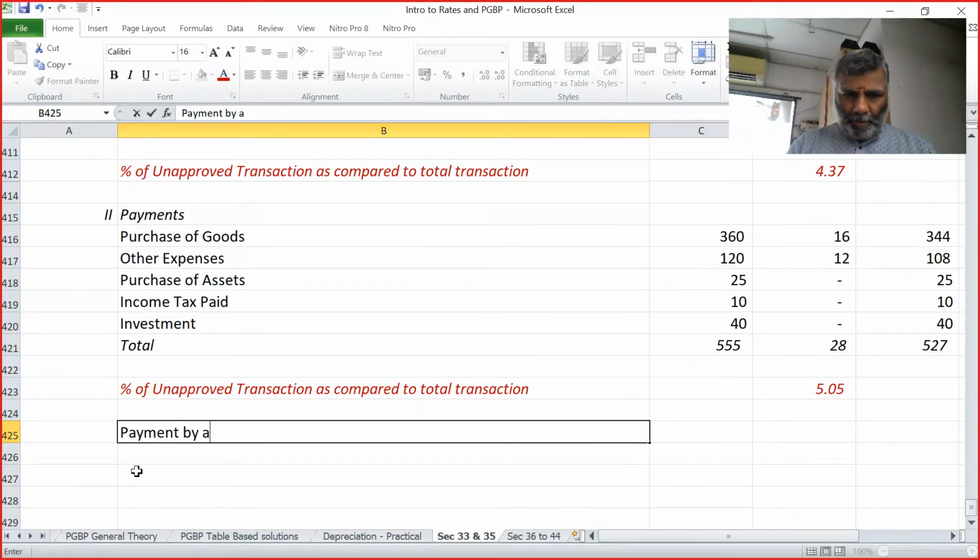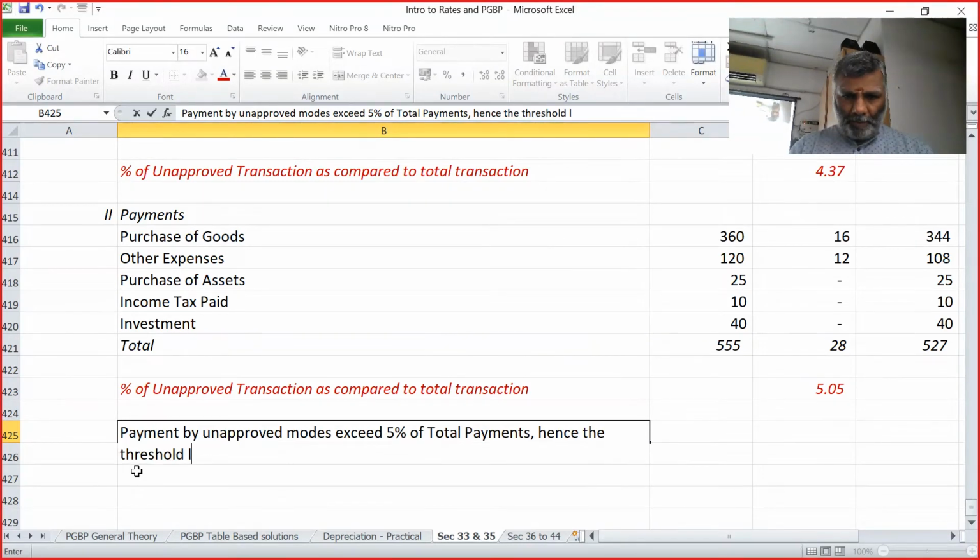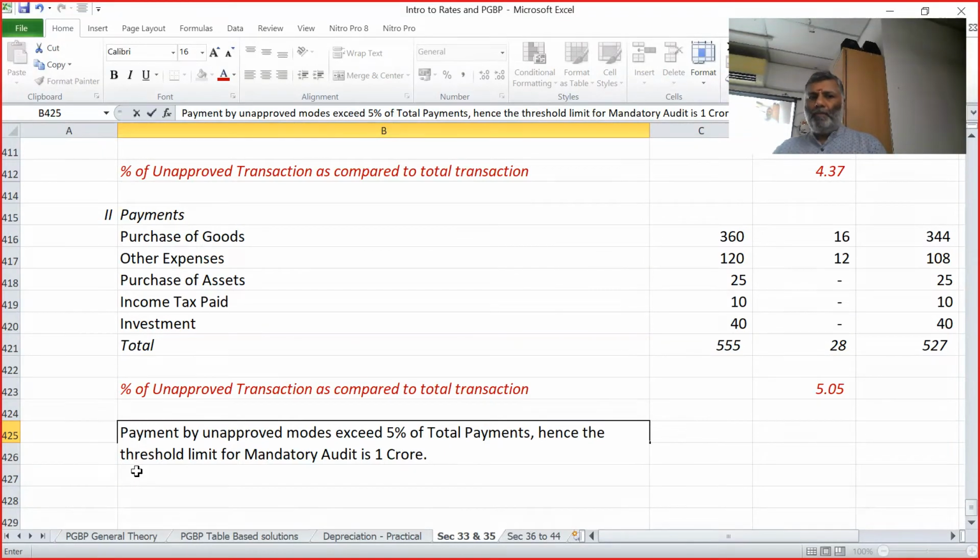Payment by unapproved modes exceeds 5% of total payments. Hence, the threshold limit for mandatory audit is 1 crore. So the total sales is 500 lakhs, that is 5 crores. Within that, they are giving the bracket of what is cash. If they are not given, it is hence.